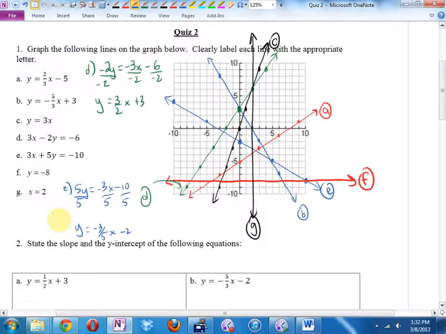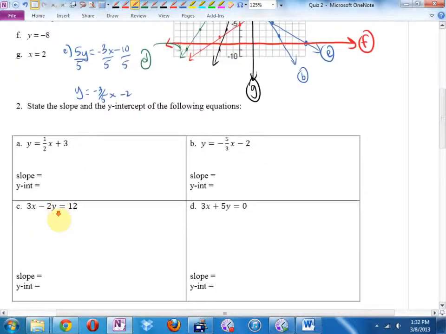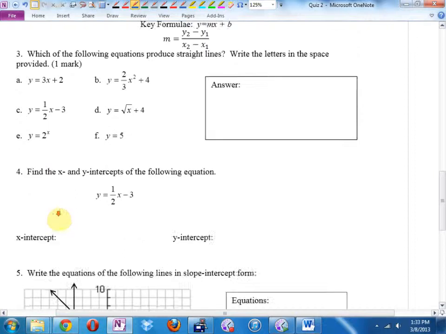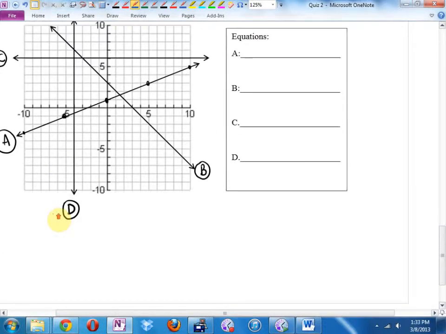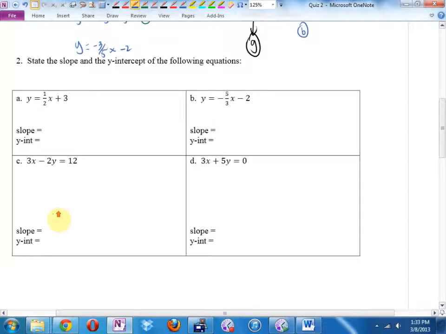1, 2, 3, 4, 5, 6, 7. Plus 8 is 15, 19, 20, 21, 22, 23, 24, 25. What did I say this quiz was out of? 22, so I guess I must have gone half mark each. That makes sense to me. Slope, a half for a half. Y-intercept, 3. Or you could say 0, 3 if you actually gave me the point, because when x is 0, y is 3.